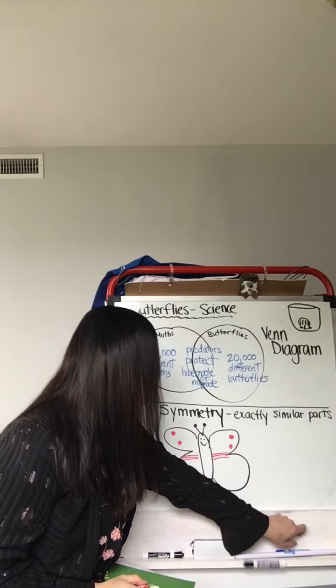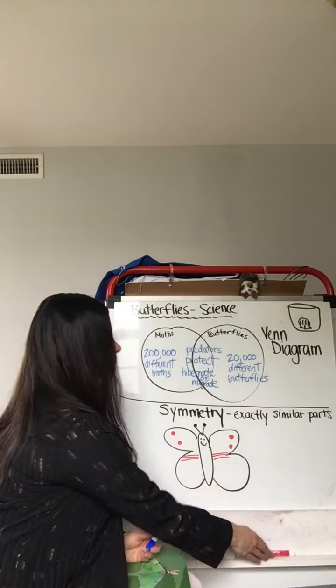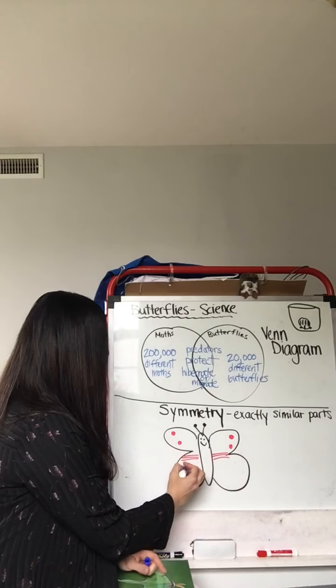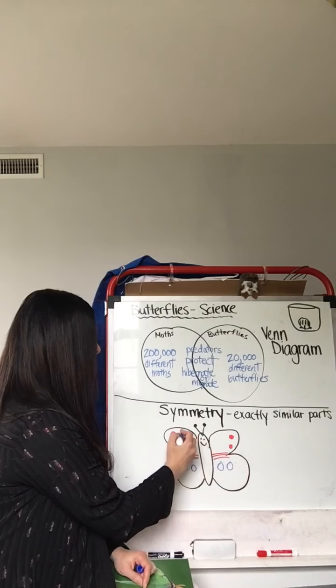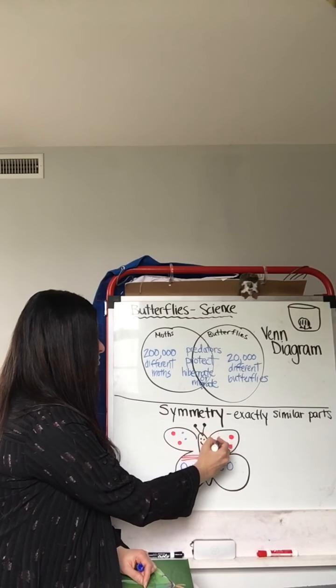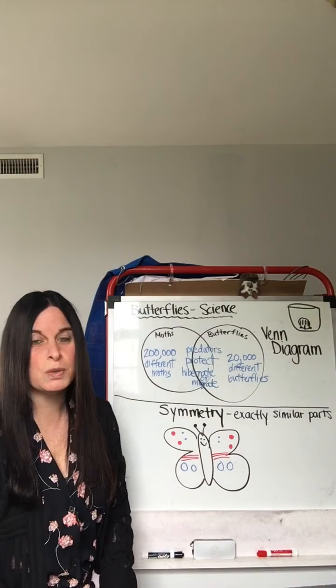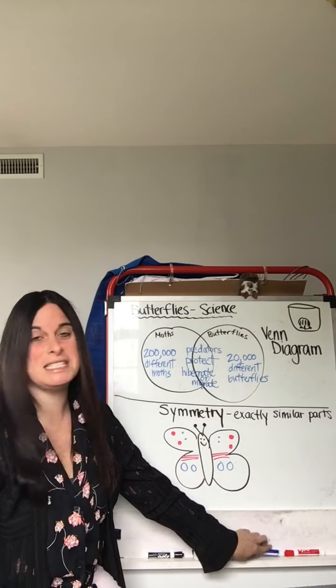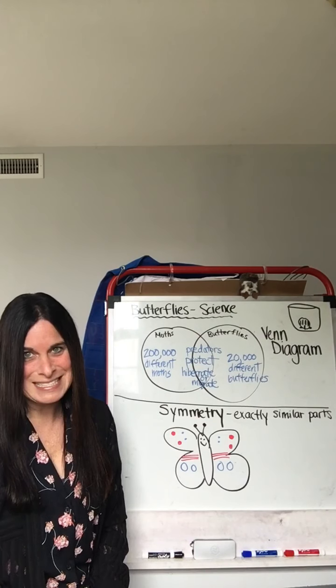All my things are falling. Sorry, friends. If I have, let's see, 2 blue circles, 2 blue circles, 2 blue dots, 2 blue dots, okay? So you are going to make your butterfly show symmetry, make it really pretty. I can't wait to see them.